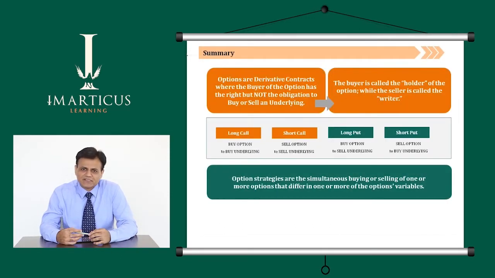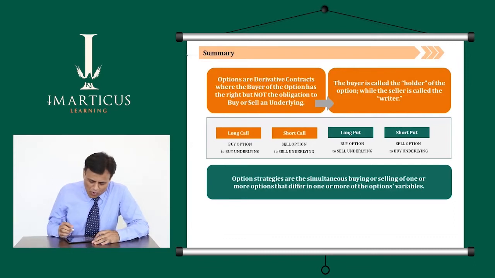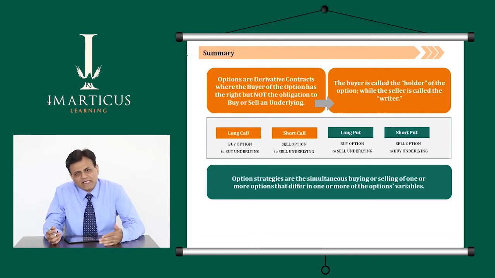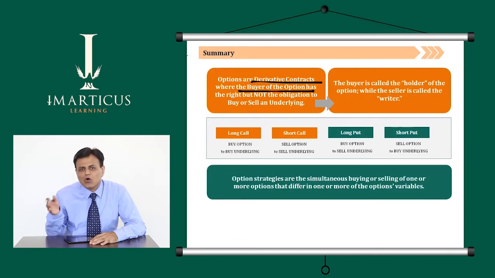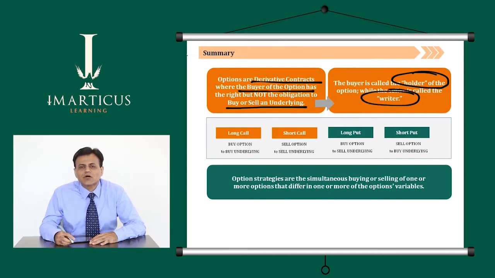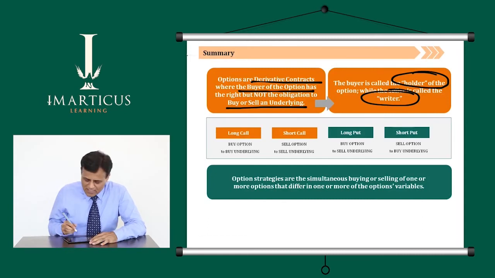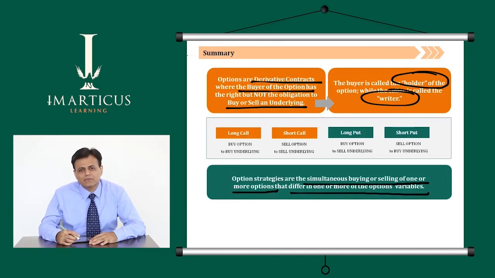Having understood these two strategies, let's summarize our learnings for the day. Options are derivative contracts where the buyer of the option has the right to either buy or sell an underlying. The buyer of the option is called the option holder, whereas the seller of the option is called the option writer. Option strategies are simultaneous buying or selling of one or more options that differ in one or more option variables. Thank you.